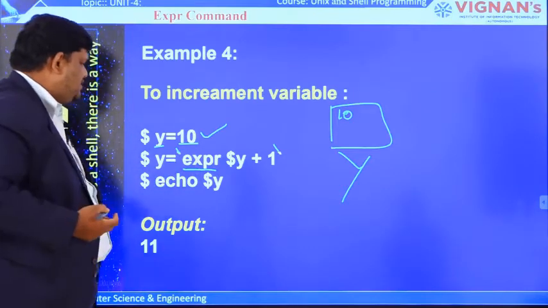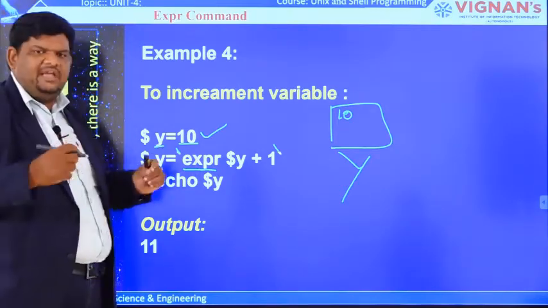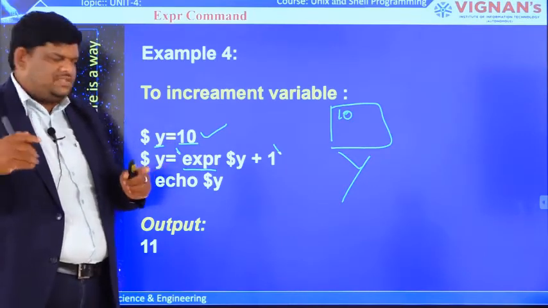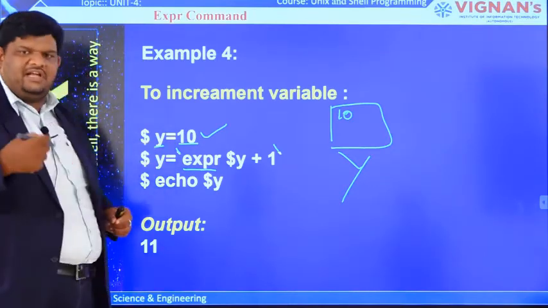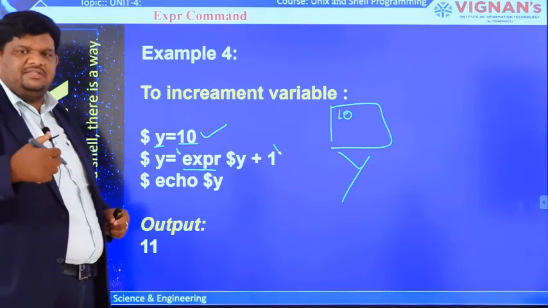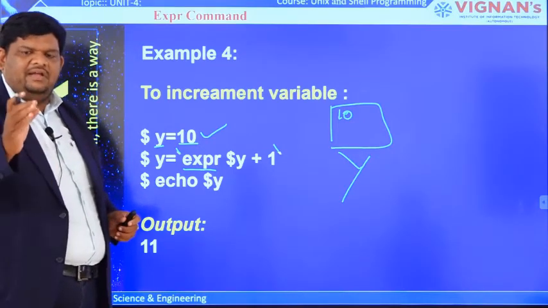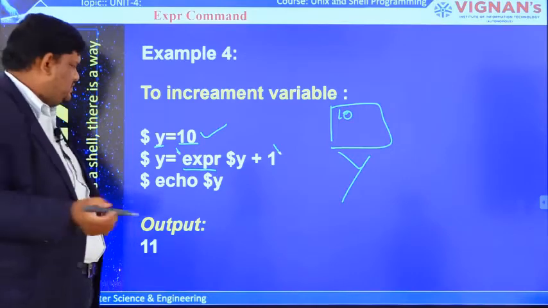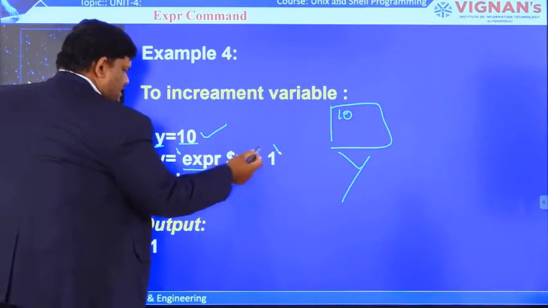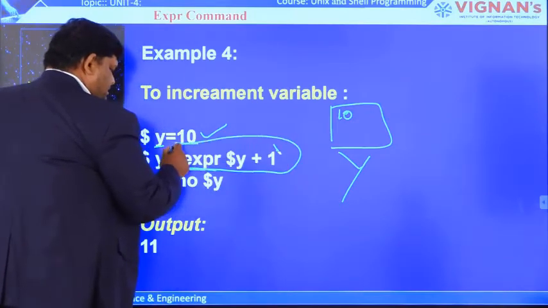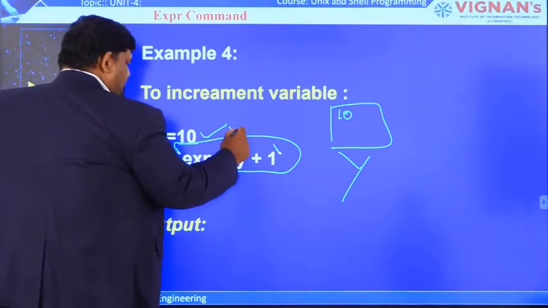Now, first the shell will execute it. It will check whether any command substitution is there, that means any command enclosed in back quotes. If it is there, then it will evaluate the command substitution first and then replace it with that output. So first, here command substitution is there, so the shell will execute the command substitution first. That means this part. This part is nothing but the value.